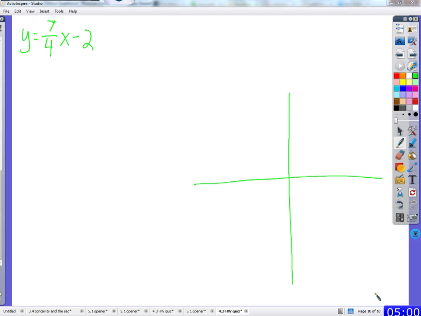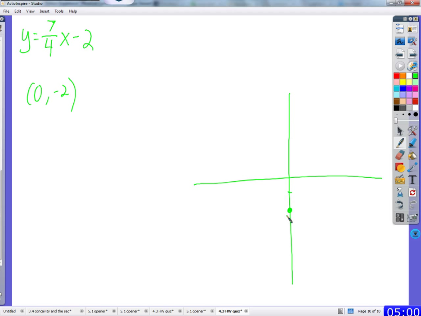Okay, so what's the first point, the easiest point to find? Zero. Putting zero for x. Okay, so we find the point 0, comma, what would y be? Negative 2. If it was 0 for x, it's gone. We get negative 2 for y. Negative 2 on the y-axis. Very good.